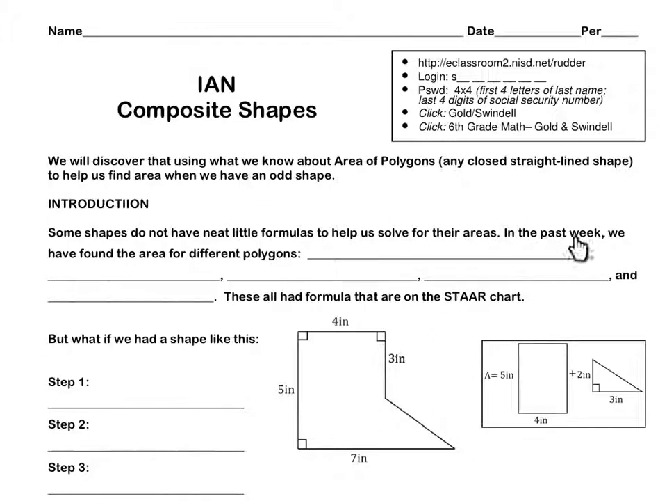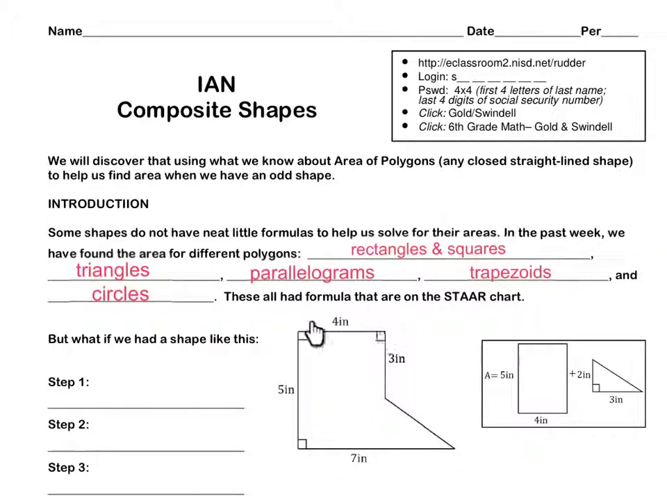In the past week, we have found the areas for different polygons: rectangles and squares, triangles, parallelograms, trapezoids, and circles. These all had formulas that are on the star chart. But what if we had a shape like this one here? It's kind of an odd little shape here.